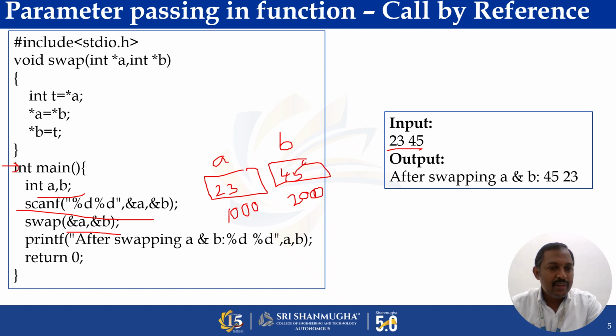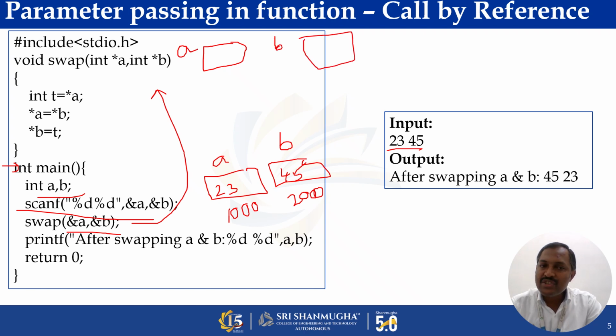Next, we are calling the function swap. So here there are two pointers, one is a, another is b. There are two pointer variables created. Pointer variables can store the address of another variable of the same type. So what are we passing? The address of a. Actually, it is a equal to address of a. This address of a is copied into the pointer variable.